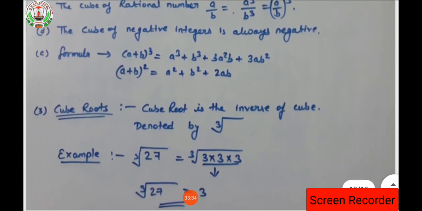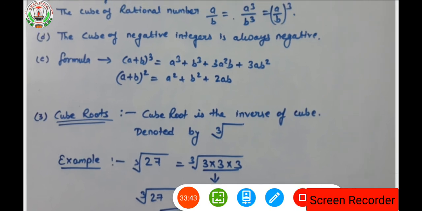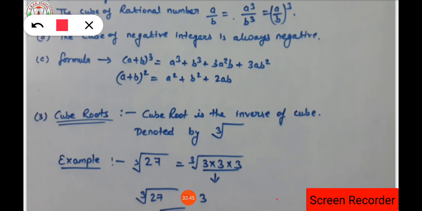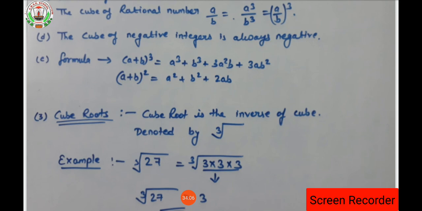Next is cube root. Cube root is the inverse of the cube. Okay, so how is it denoted? Since when we are doing the square, the square root is denoted by this symbol. When we are talking about the cube root, it is denoted by the cube root symbol. When we are talking about the fourth root, it will be denoted like this. When we are talking about the fifth root, it will be denoted like this. So in this way we are going to see the cube roots.